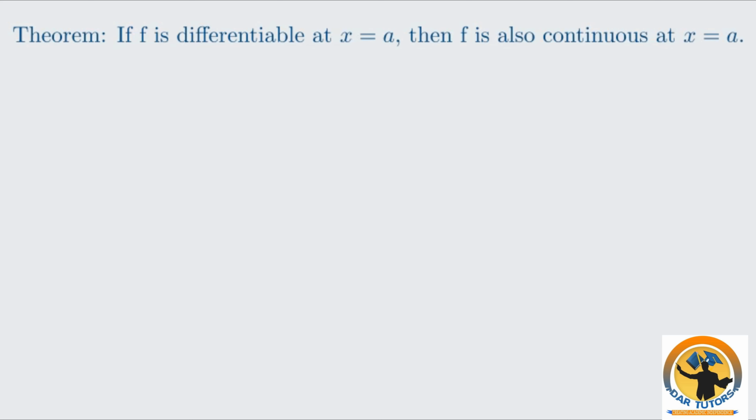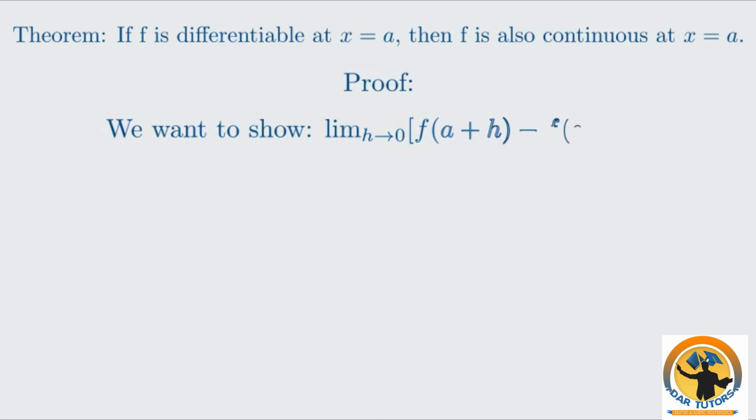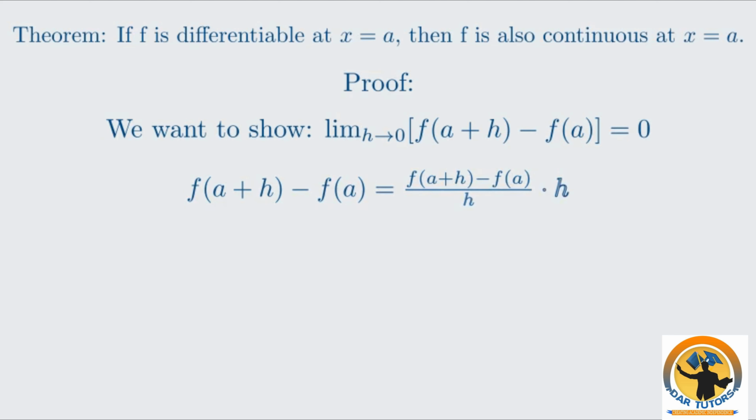That is, we need to show that the limit of f of x as x approaches a is equal to f of a. Let's start with the expression f of a plus h minus f of a. Our goal is to show that the limit of this expression as h approaches 0 is 0. We can manipulate this expression by multiplying and dividing by h. So f of a plus h minus f of a is equal to f of a plus h minus f of a, all divided by h, and then multiplied by h.